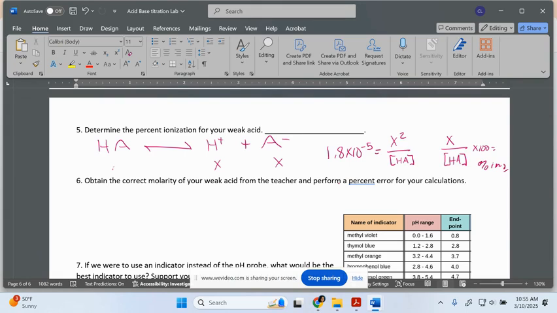The correct molarity for this year for your weak acid was 0.01, I'm sorry, 0.1 molar acetic acid. Okay. That molarity might vary from year to year, just so you know that. But for this year, that's what it was. All right. Fun times.